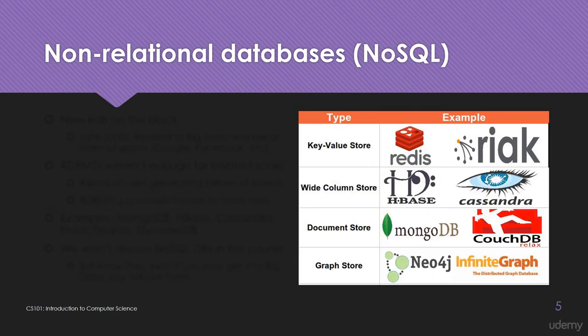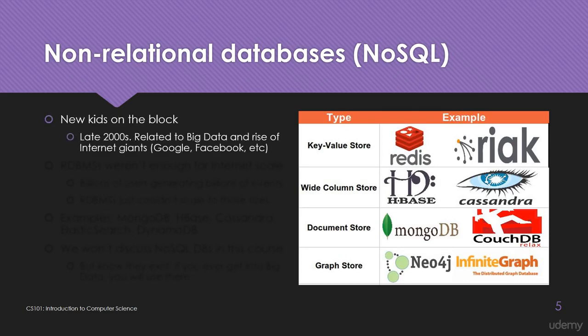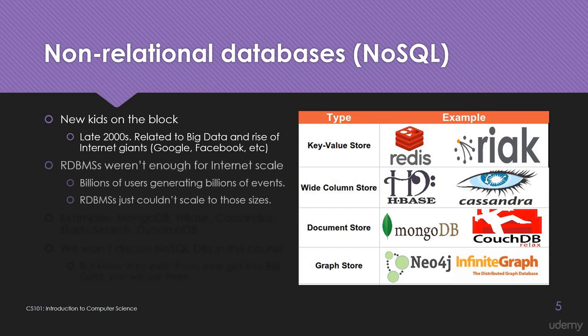There's also an emerging trend for non-relational databases, which are also called NoSQL databases. These are kind of the new kids on the block. They came about 10, 15 years back, and they're related to the rise of big data and the rise of internet giants like Google and Facebook. The reason they came about was because relational databases weren't enough for internet scale. You have billions of users generating millions of events each, and hence you have billions or trillions of events you need to save, and relational databases couldn't scale to those sizes.